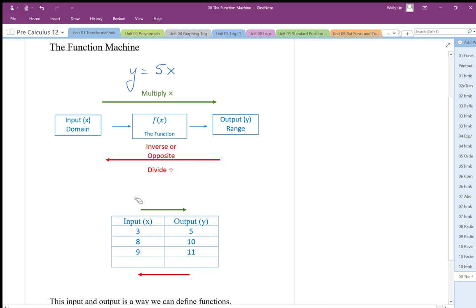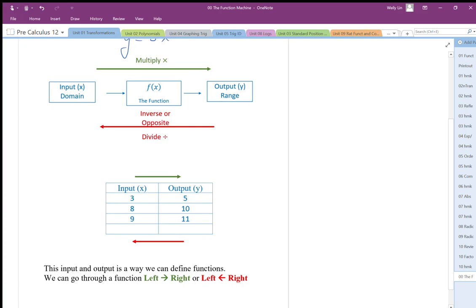So if I go one way through the function machine, here I go 3 plus 2 gives me 5, I can go the other way. I can take my 5 and do the opposite, minus 2. So instead of plus 2 this way, I'm going to minus 2 this way, and I get my input 3. So there are two big ideas here. This idea that functions can be described with an equation, with a function flowchart, as a table. The other big idea is this idea of opposites. We can go through a function left to right, and we can undo it right to left.